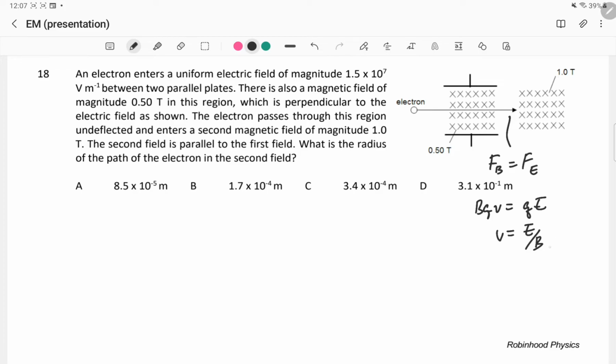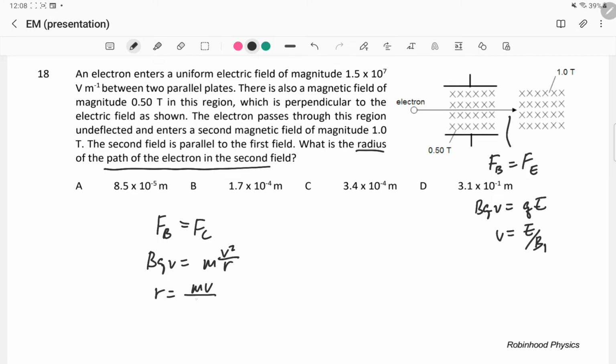So let's call this B1, and it performs circular motion. We want to find the radius of the path of this electron in the second field. With that, you see FB provides for FC. So BQV equals mv squared over R, so R equals mv over BQ. Let's call the second field B2. V we already know is E over B1. So substitute that in: R equals mE over B1 B2 Q.